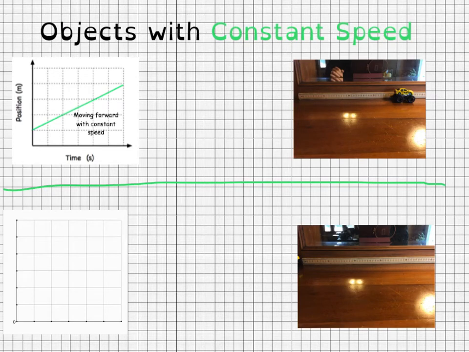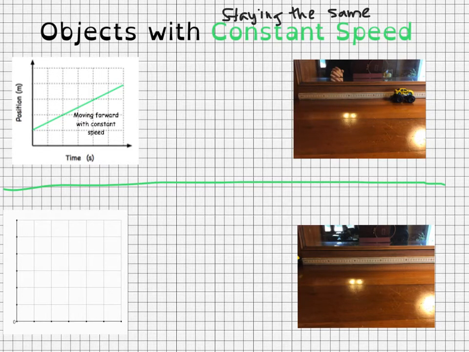Okay, so next up we're going to talk about objects moving with a constant speed. This is going in the same direction. This means that they have the same speed throughout. They're not accelerating. They're not increasing their speed. Their speed is constant, meaning staying the same. Go ahead and I'll write that up above our notes as well. Staying the same.